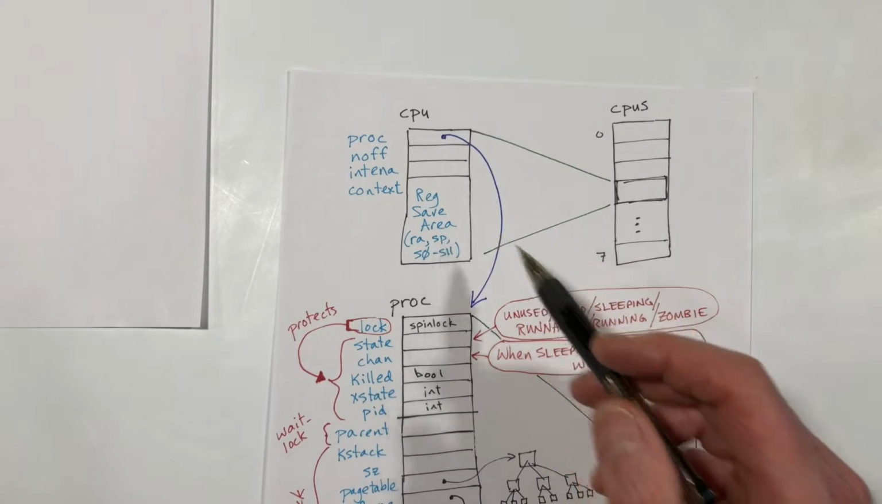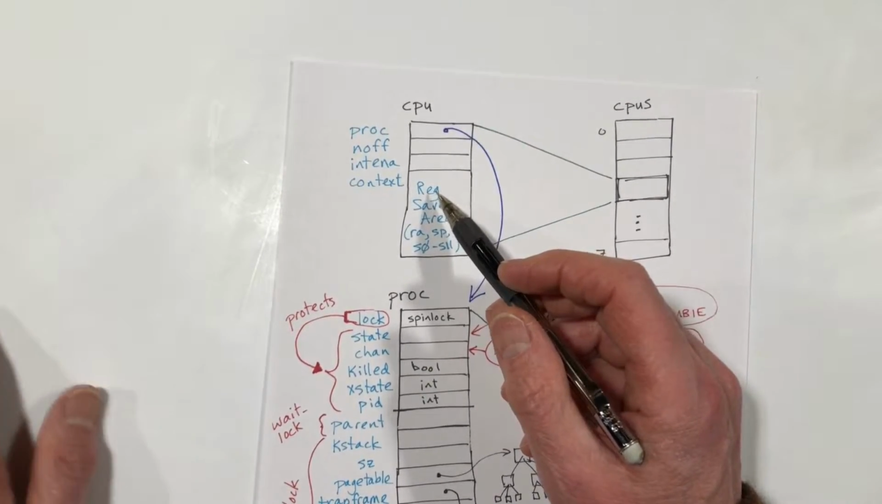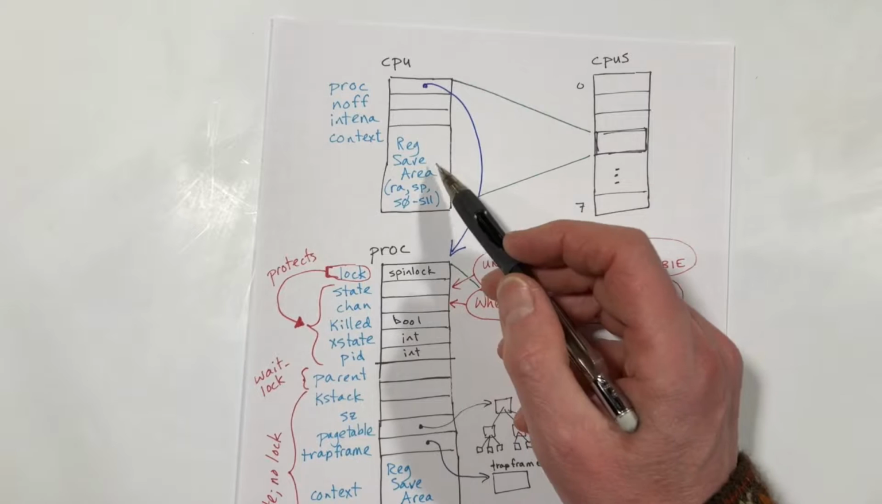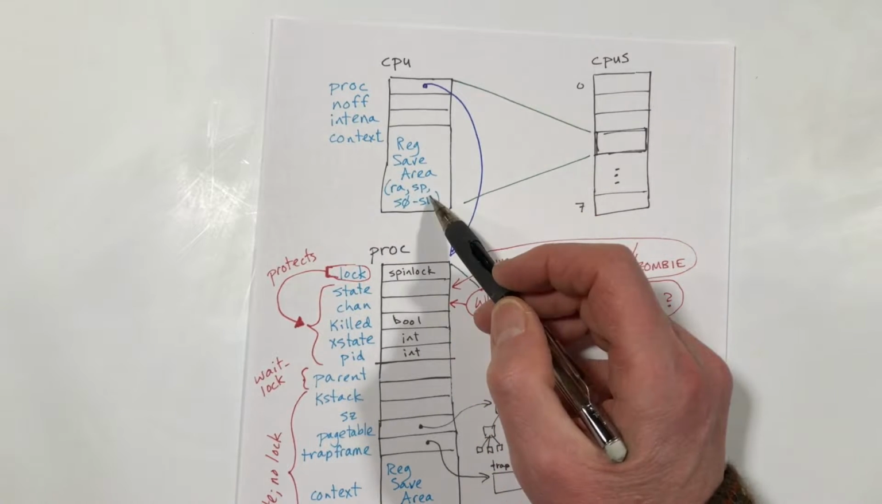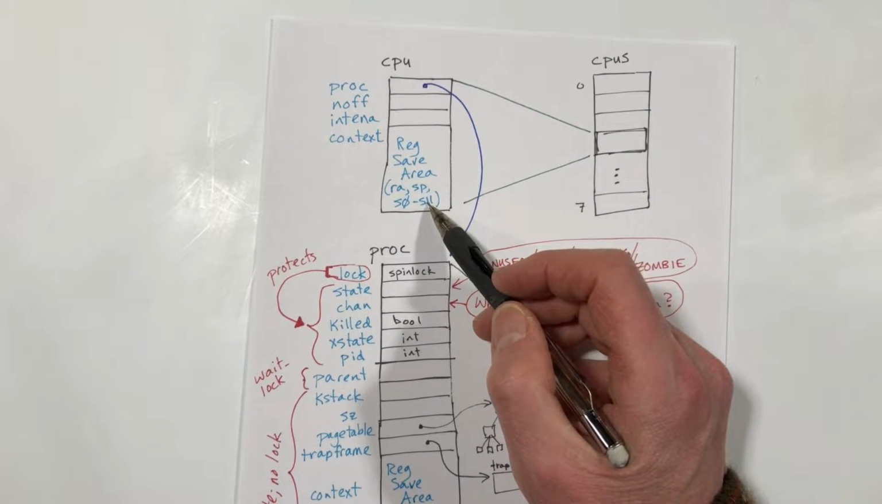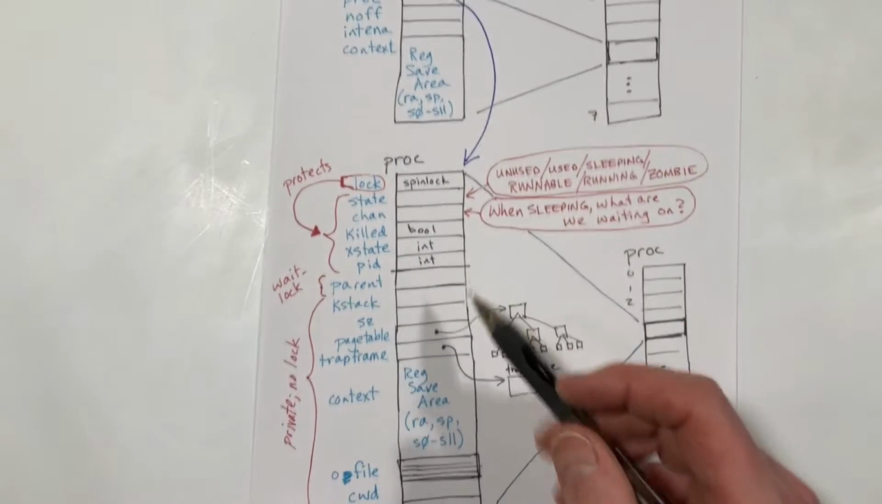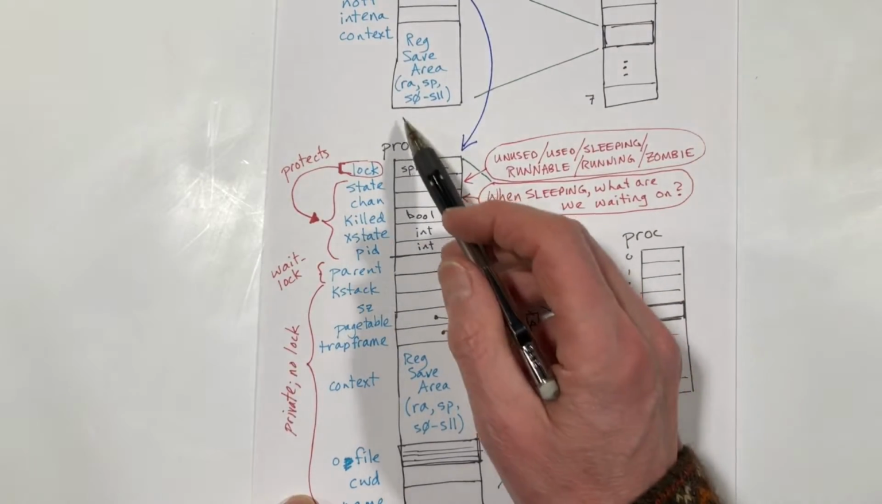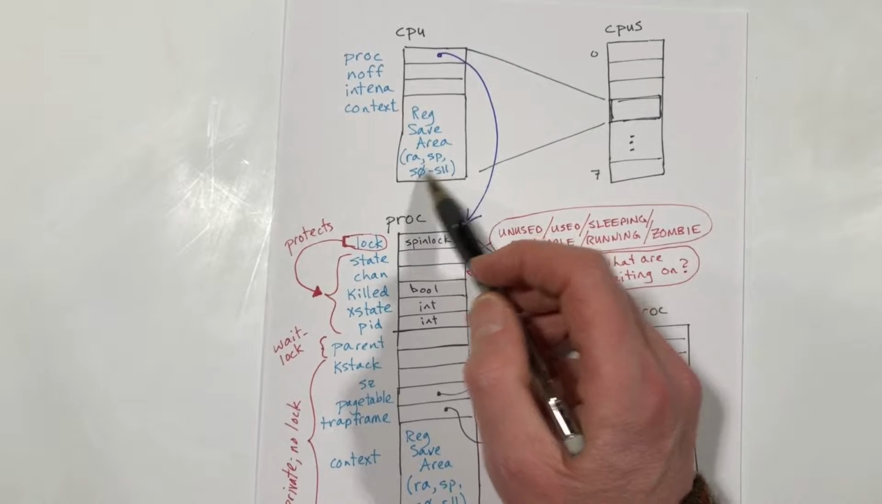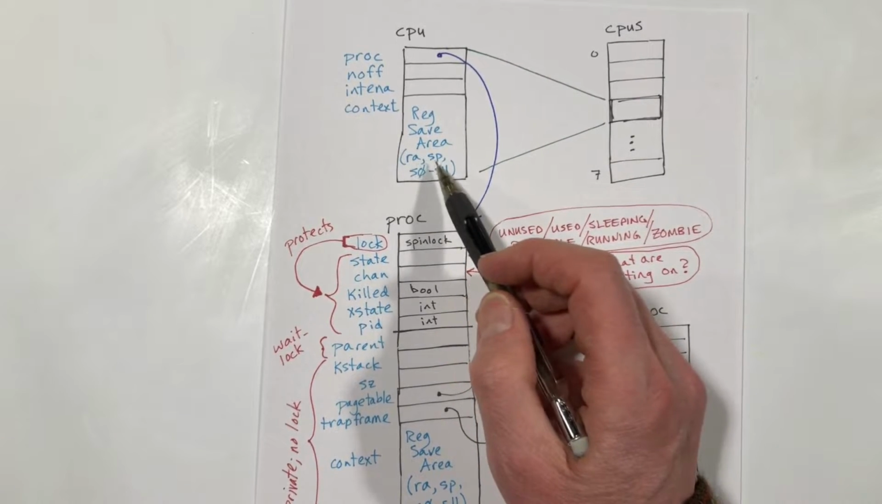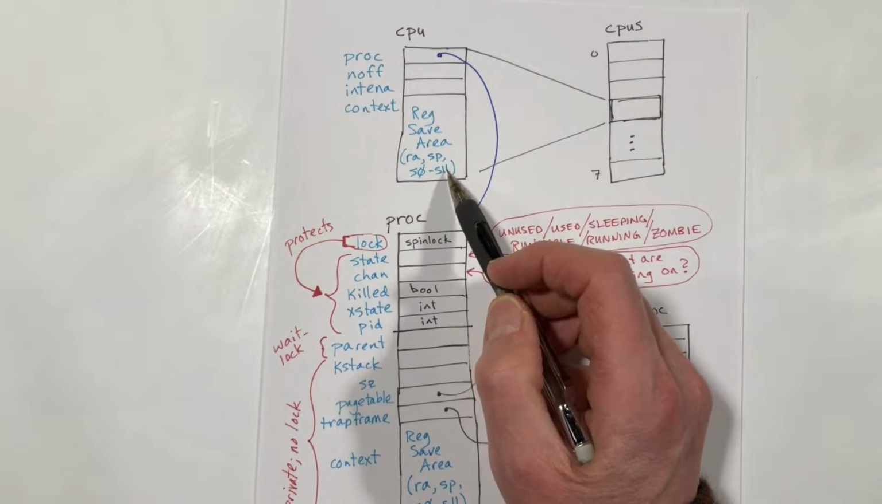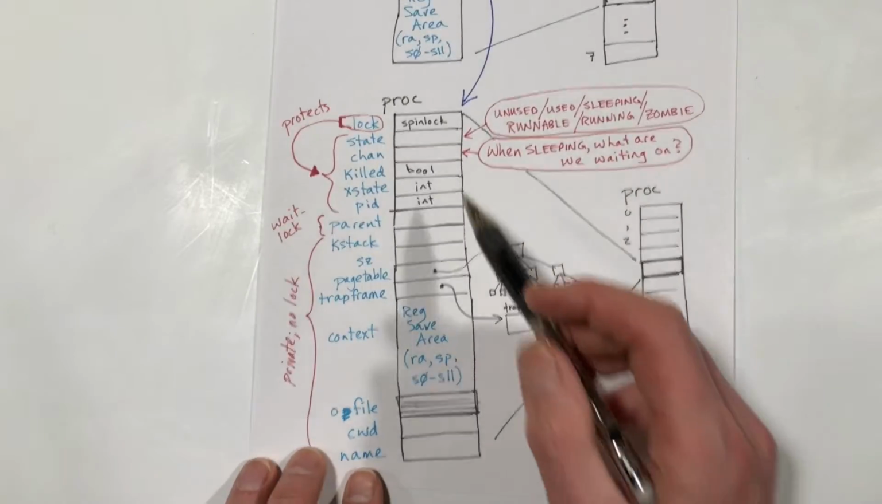And so if we leave this process and go into the scheduler thread, we will need to save the registers. And so that's what this register save area is all about here. So let me point out, we don't need to save all of the registers. We only need to save some of the registers. And we'll talk about that later.